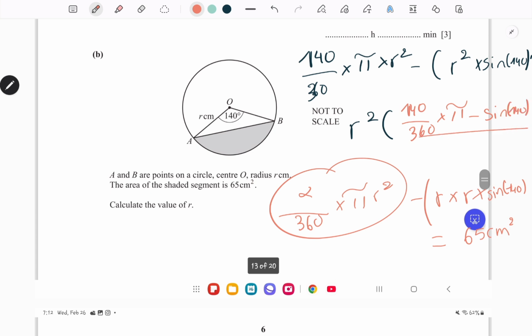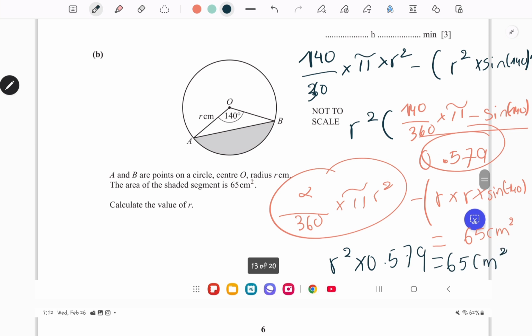If you do this by itself, pi minus sine 140, you are going to get approximately 0.579. We're going to take it like this, okay? So radius squared times 0.579 is equal to 65 centimeter squared. So radius squared is now equal to 65 over 0.579, which is oh guys, I made a big mistake. Good thing I paid attention.